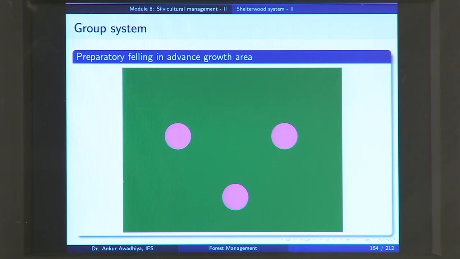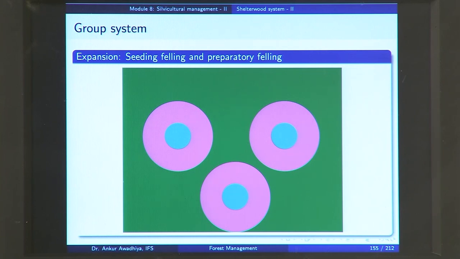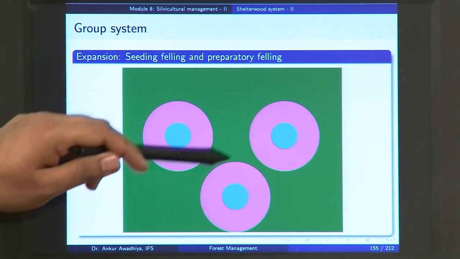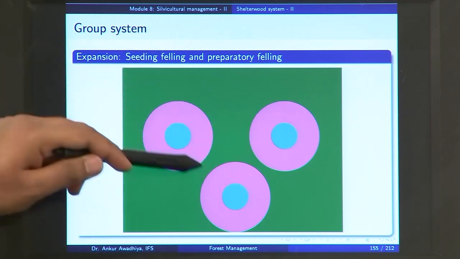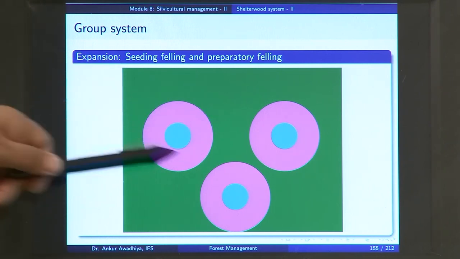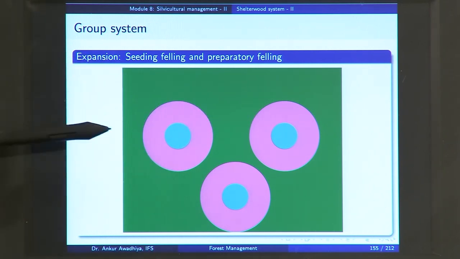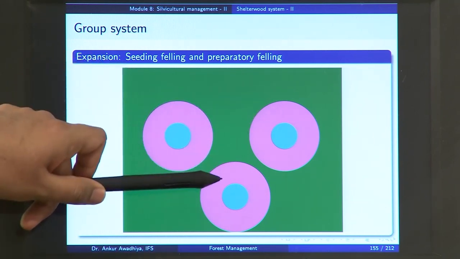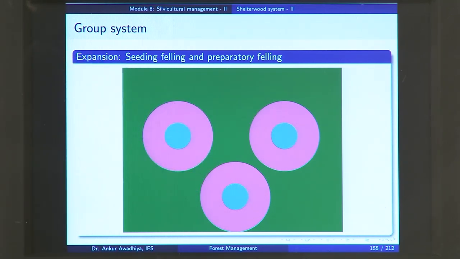and the other areas you are not touching whatsoever. Now, at the end of your 30 years, you do the seeding felling in these areas, and in the surrounding areas you move in a centrifugal pattern and do the preparatory felling. So, what you have done now is that in those areas that had the advanced growth, you did the preparatory felling, and then in the next cycle you did the seeding felling, and in the surrounding areas you have now done the preparatory felling.